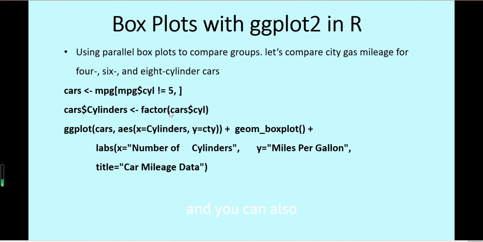And you can also compare different groups using box plots. So here we use ggplot with the cars data frame. Then inside aes we set cylinder and cty. So different cylinder values will be plotted with a box plot. Next we just add the box plot function and with the labels.